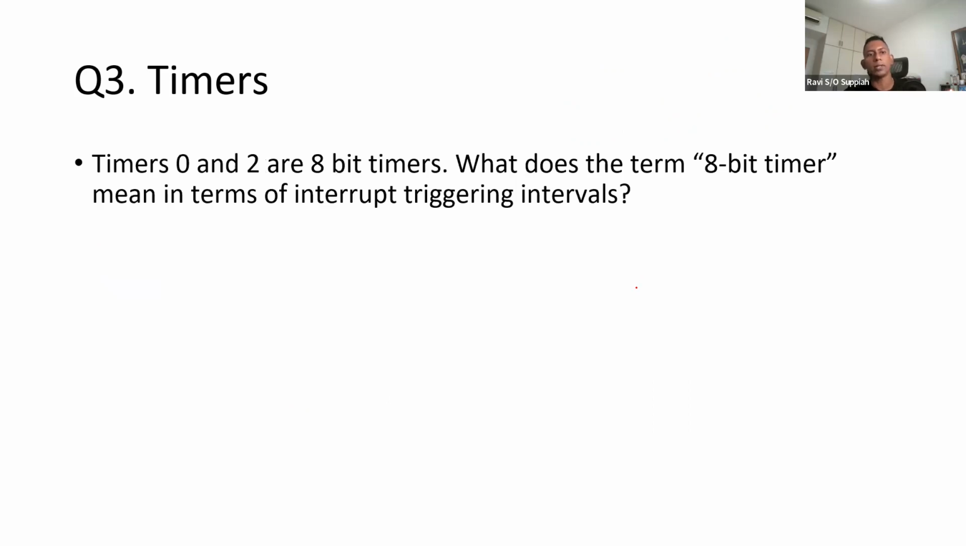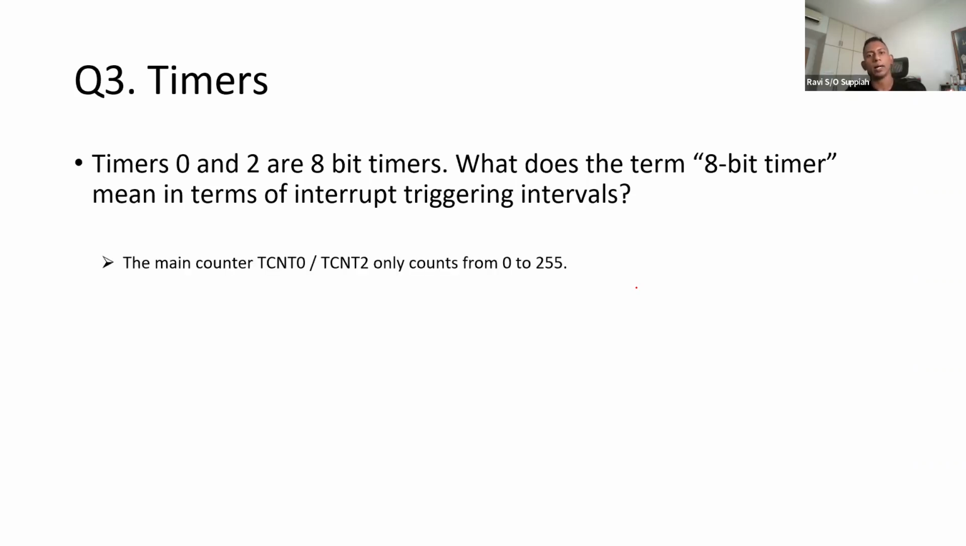Timer 0 and timer 2 are 8-bit timers. So what does the term 8-bit timer mean? Similar to last week when I asked you how many bit controller the Arduino Uno is, we say it's an 8-bit controller. When we say 8-bit controller, generally all registers are 8-bit, so when you read and write to registers, everything is 8-bit.